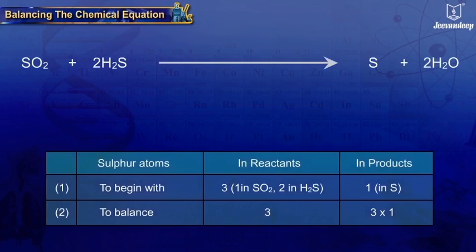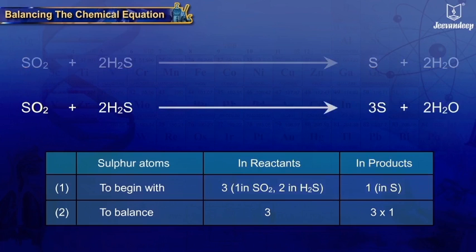Step 5. Now balance the sulfur atoms, the only element left to be balanced. This gives SO2 plus 2H2S gives 3S plus 2H2O.